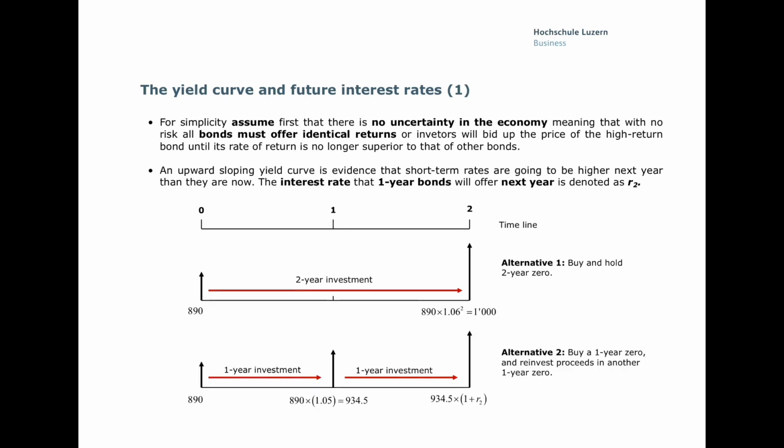Now consider an alternative strategy. Invest the same $890 in a 1-year zero coupon bond with a yield to maturity of 5%. And when that bond matures, reinvest the proceeds in another 1-year bond. Note that the interest rate the 1-year bond will offer next year is denoted as R2.